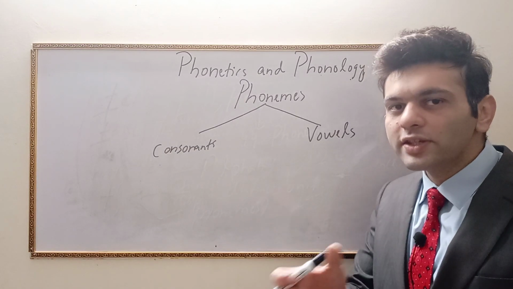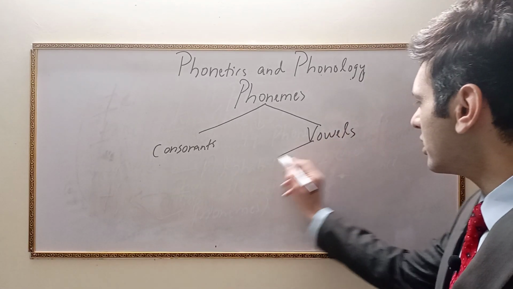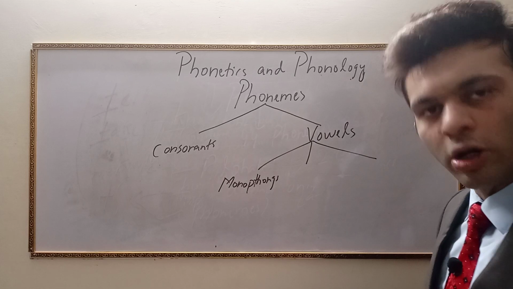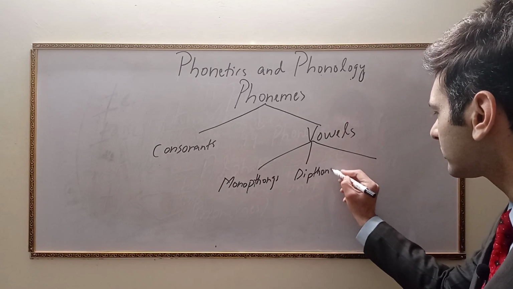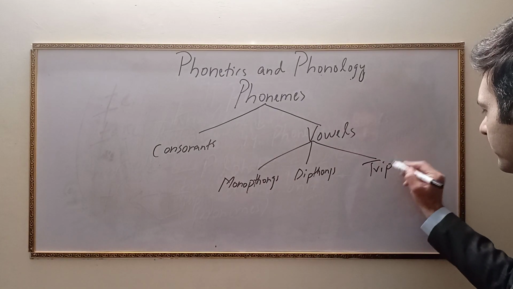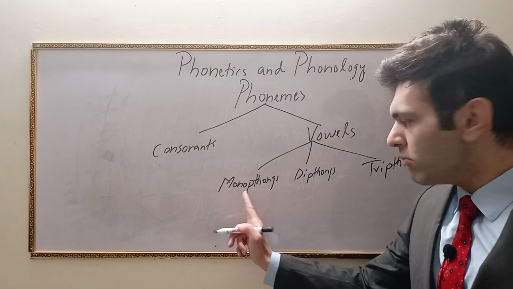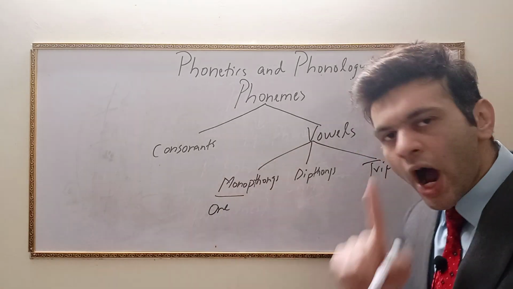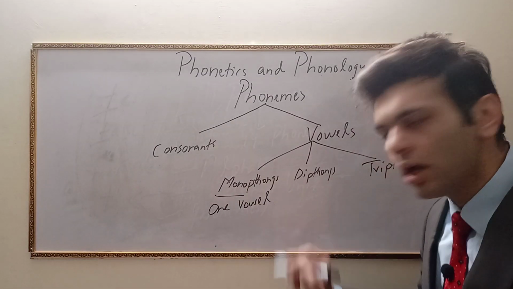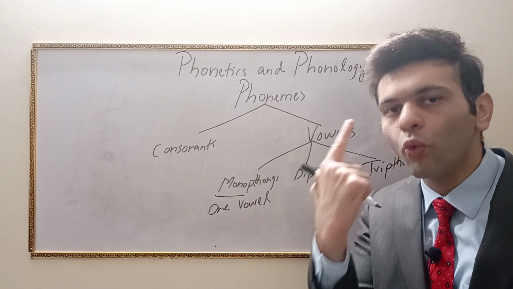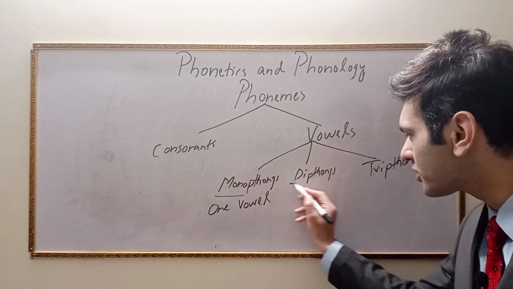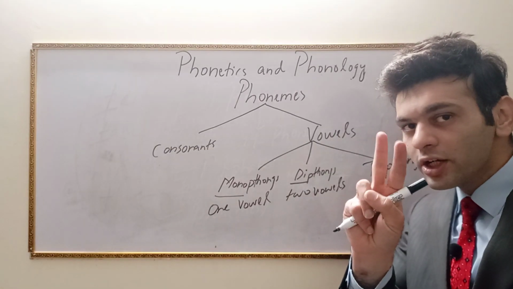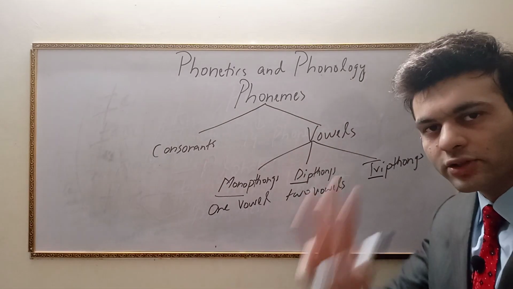Now, vowels are further subdivided into three classifications. The first one is monophthongs. Number two, diphthongs. Number three, triphthongs. Monophthongs, diphthongs, triphthongs. Now let me briefly explain them. Mono means one. Monophthong means one vowel sound. Individual, single, one vowel sound. Diphthongs. Di means two. Two vowels. It means the combination of two vowels. Number three, triphthongs means three vowels.